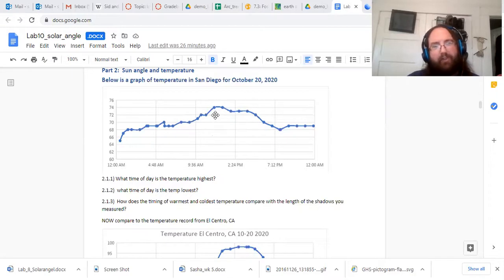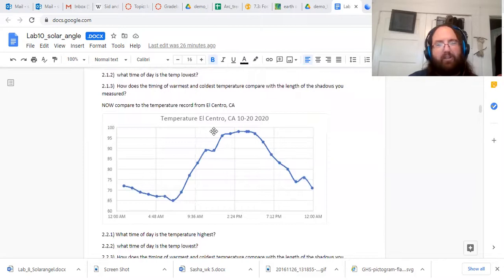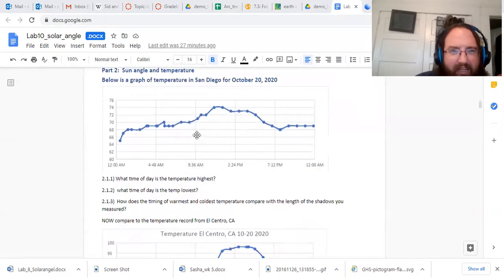And so I have one graph here for San Diego, but I also thought it might be good to get a graph for somewhere a little bit further inland. So I also got some data from El Centro, California. And hopefully you're noticing already a major difference between San Diego and El Centro. Hint, check out the y-axis.